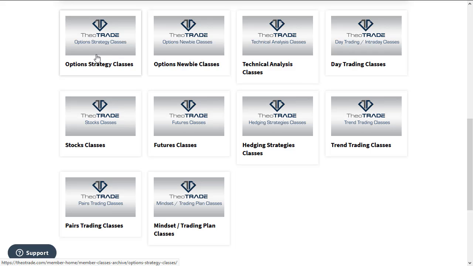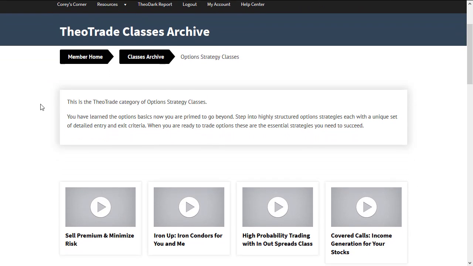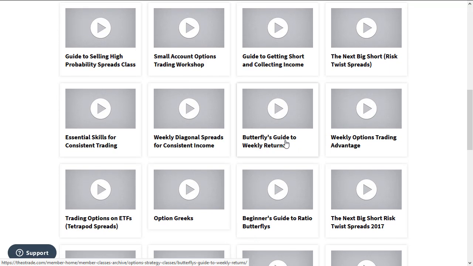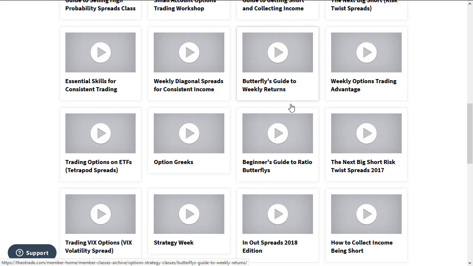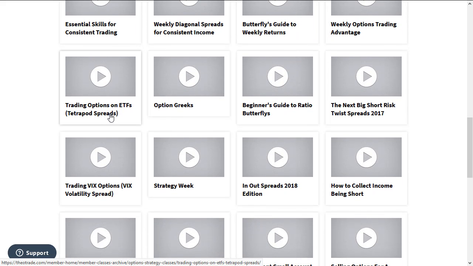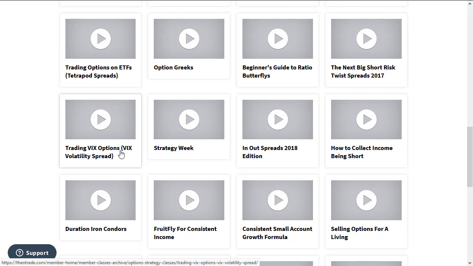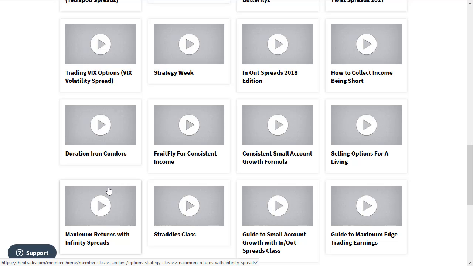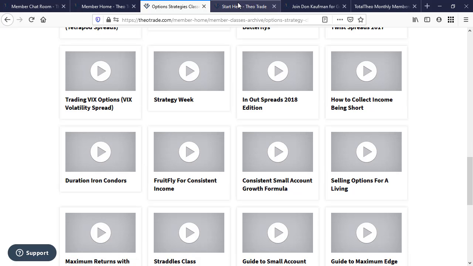Look at option classes. You want to see some of the option classes? Here we go. I'm actually going to dig into the option classes right now. Sell premium, minimize risk. The next big short. This is the risk twist spread. Guide to butterflies and weekly returns. Option Greeks. Trading options and ETFs, tetrapod spreads. This is the VIX volatility spread course, duration iron condors. I'm telling you, you name a topic in a genre of trading, it's here.